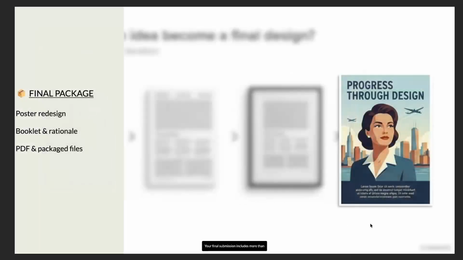Your final submission includes more than the redesigned poster. You'll also submit a booklet containing your analysis, design rationale, original poster, redesign, and supporting content. In addition, you'll provide production files, including a PDF, packaged source files, fonts, and linked assets to ensure the project can be reproduced correctly.